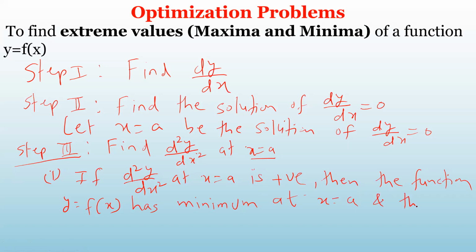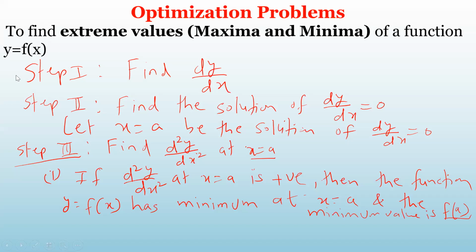And what is that minimum value? The minimum value is given by f of a. You will be given the function y equal to f(x). You have now obtained that this function attains the minimum value at x is equal to a. So wherever there is x, put x equal to a. That will give you the minimum value.